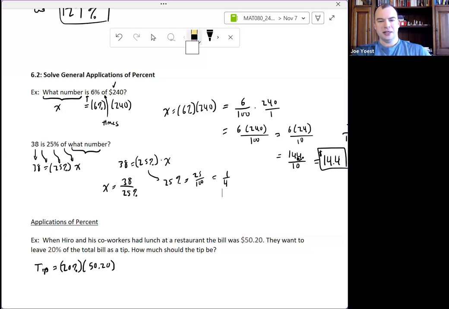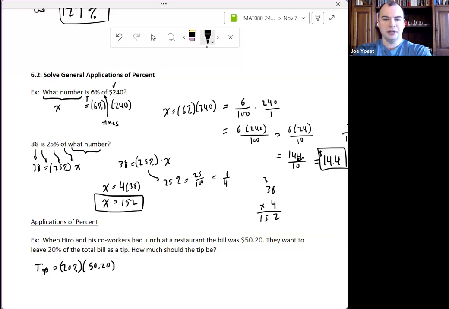That's perfectly fine, but it's maybe not as efficient as saying, well, 38 equals 1/4 X. So X equals 4 times 38, multiplying both sides by 4. This is a little quicker. Either way is going to work. This is maybe a little more efficient. I can come over here and do 38 times 4. 4 eights are 32. 4 threes are 12 plus 3 is 15. So we get 152 as our answer.